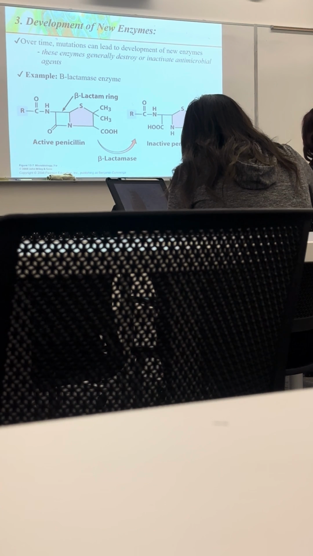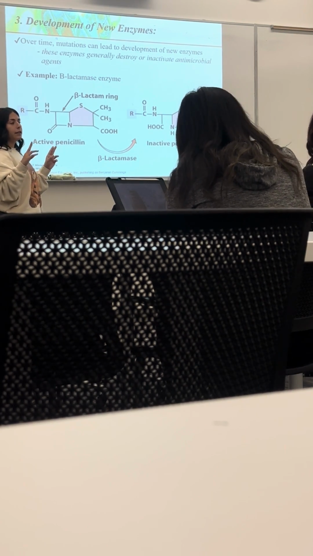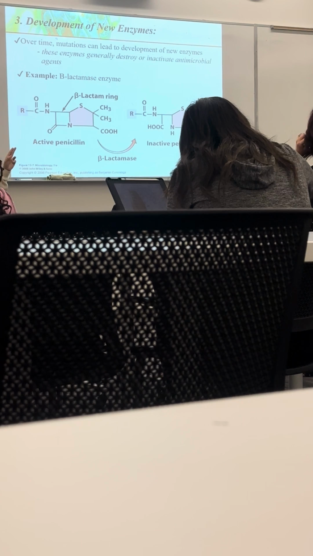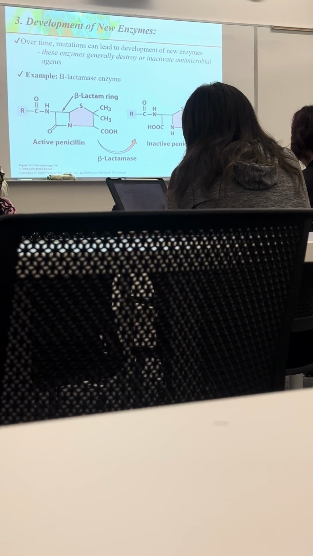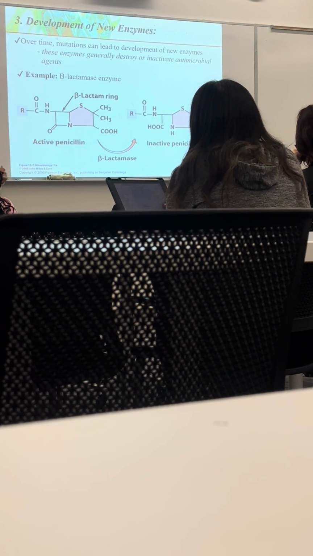Okay, what does beta-lactamase do? It cuts the beta-lactam ring. If it cuts the beta-lactam ring, then it inactivates any antibiotic that targets the tetrapeptide bond through the beta-lactam ring. Okay? Does that make sense? Yes, okay.